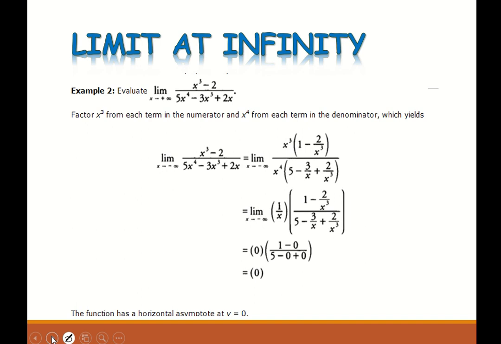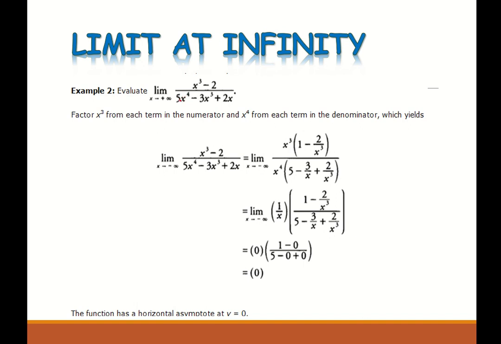Okay, so another example here. We have another rational function and we are asked to evaluate the limit of x cubed minus 2 divided by 5x to the fourth minus 3x cubed plus 2x as x approaches positive infinity. If you look at the terms in the denominator, the highest degree of the variable here is 4. So we are going to use this.